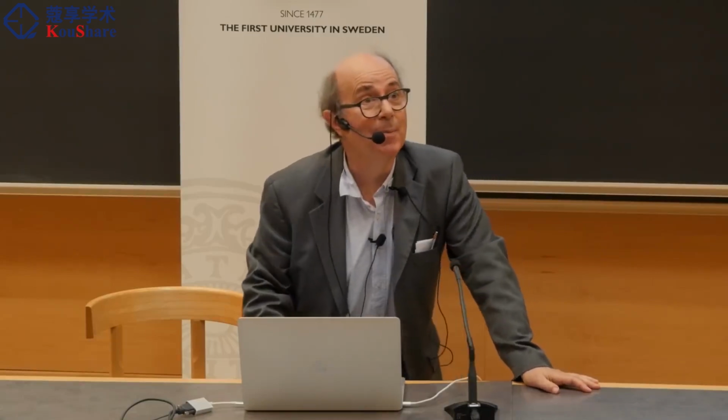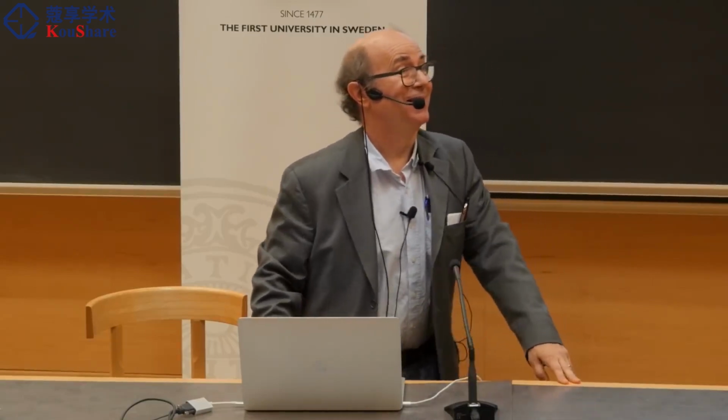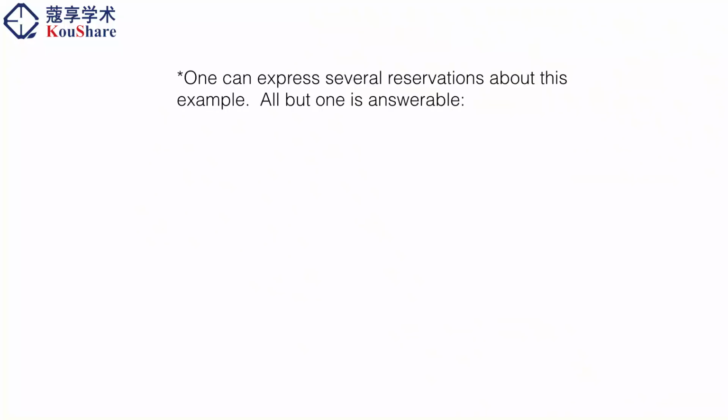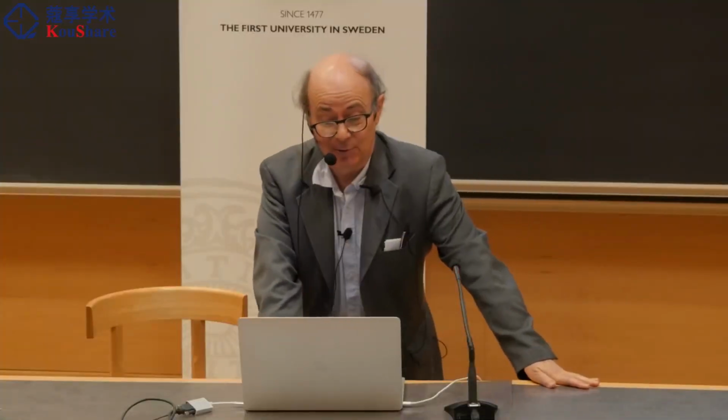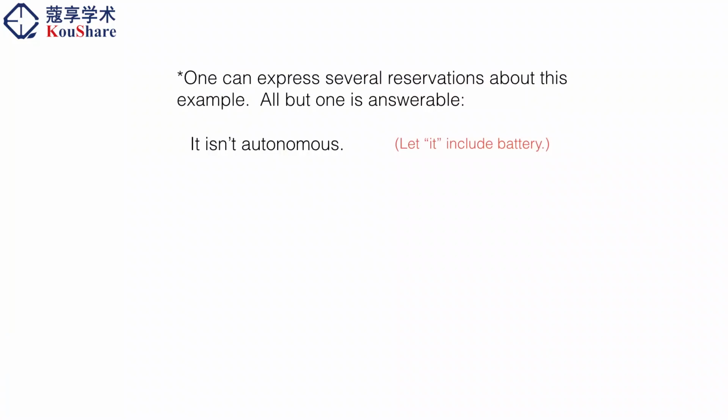Okay, so coming back to the asterisk, there are several reservations that one could express about this example, and which have been expressed. I'd say all but one is answerable, and let me very briefly go through them. First of all, it's not an autonomous system. There has to be something supplying the voltage.